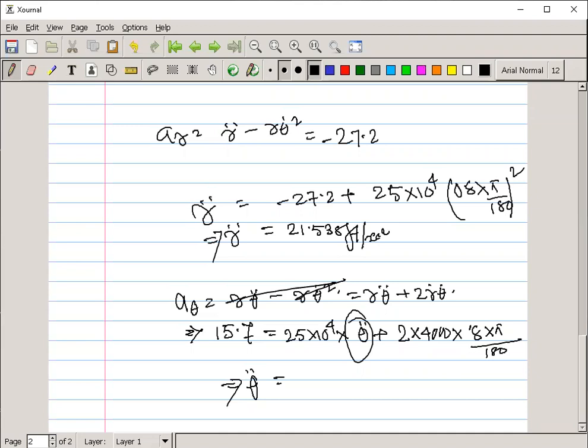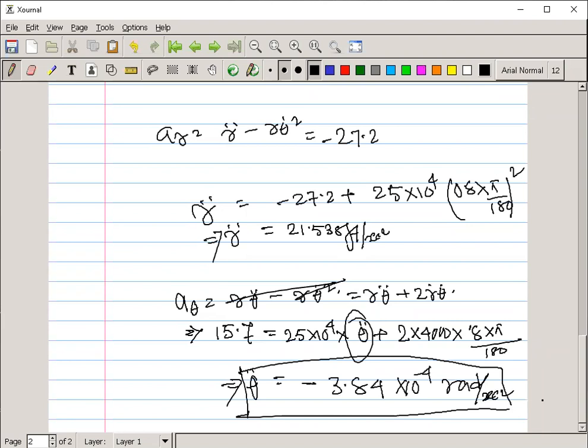2 into 4000 into 0.8 into pi divided by 180. This term we have to subtract from 15.7, divided by 25 into 10 to the power 4. So this will give us theta double dot, that is minus 3.84 into 10 to the power minus 4 radian per second square. Okay, so this one is your final answer.